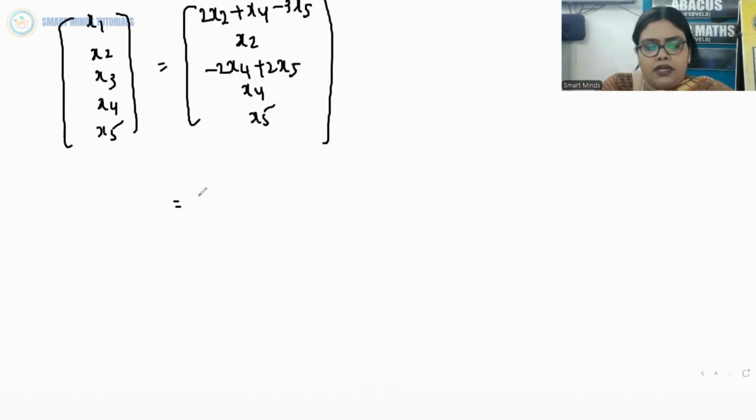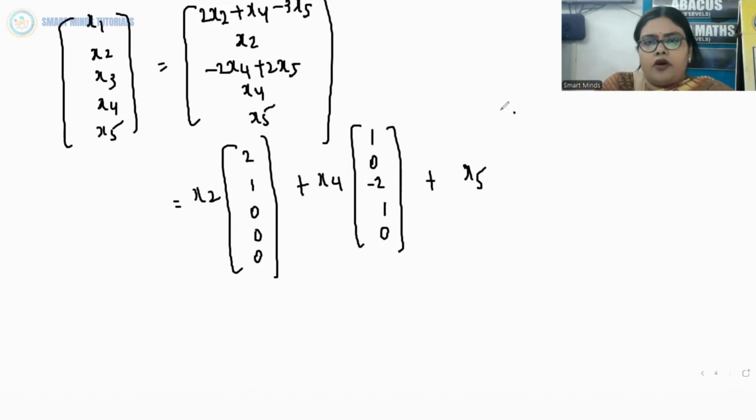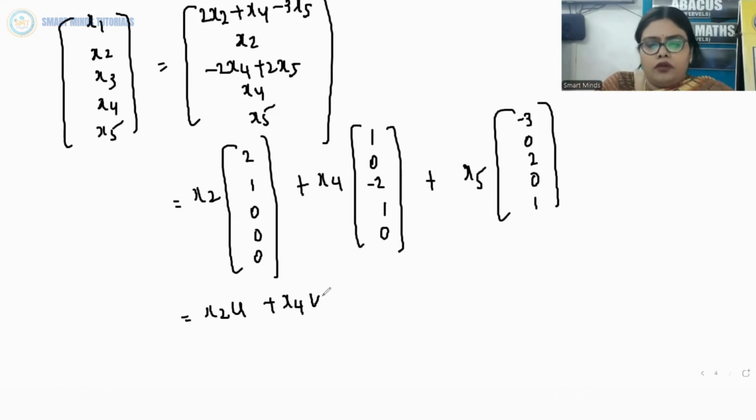So this we can separate now. x2 we are taking common. So we will get 2, 1, 0, 0, 0. Plus x4 if we take common, 1, 0, minus 2, 1, 0. Then if we take x5 common, we will get minus 3, 0, 2, 0, 1. So that is equal to x2 into this matrix we write U plus x4 into V plus x5 into W. So finally what can we say?